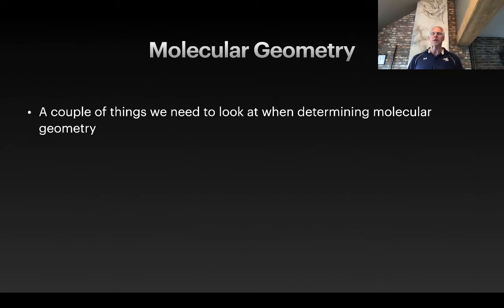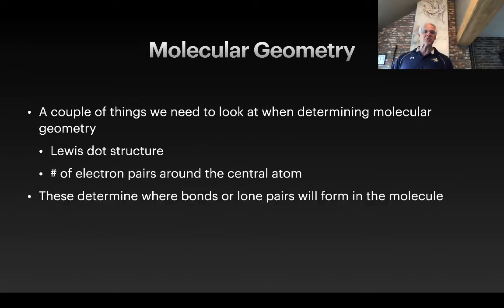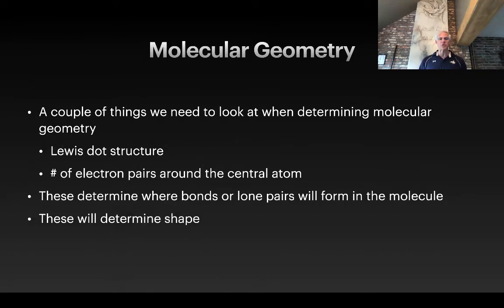So it's getting back to geometry. A couple of things we need to make sure that we examine when we're looking at molecular geometry. The first thing, as I mentioned, is the Lewis dot structure. You cannot do a proper molecular geometry determination using VSEPR without a proper Lewis dot structure. And what we really look at is the number of electron regions, or electron domains, which is another way that you'll see it written in different books, around the central atom. Where these regions of electrons are determines where bonds or lone pairs will form in the molecule. And it's these regions that repel each other and form certain shapes in order to get as far away from each other as they possibly can.